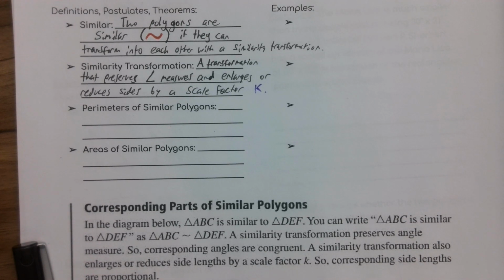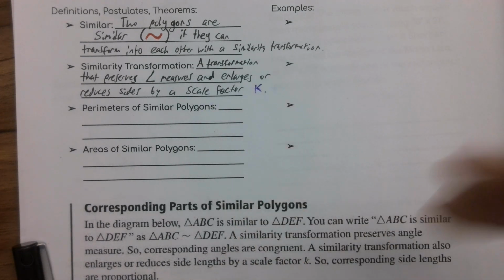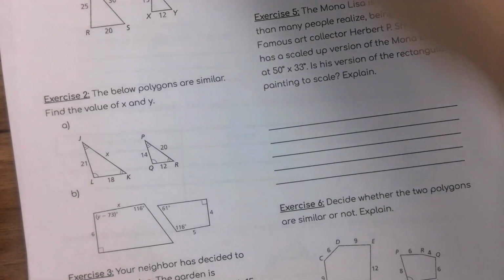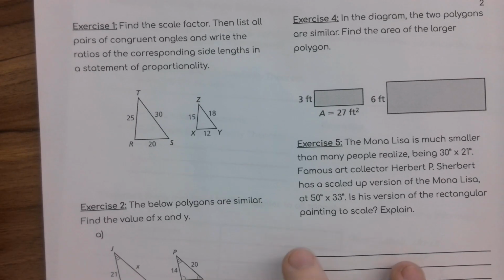Whenever you hear the word scale factor, we really want to think about what that means. In real life, you might hear someone say, this is a 1 to 40 scale factor of a train, or you scale by 3. Scaling just means multiplying by some number to make it larger or smaller. So let's take a look at the next page and see what we can do with this scale factor and with similarity.